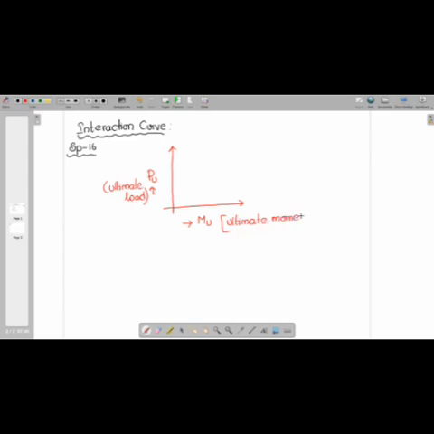When a graph is drawn between ultimate load and ultimate moment, the graph seems to be like this. The questions asked were, suppose, students, this is zone 1. What is zone 2? What is zone 3? They can ask you this.